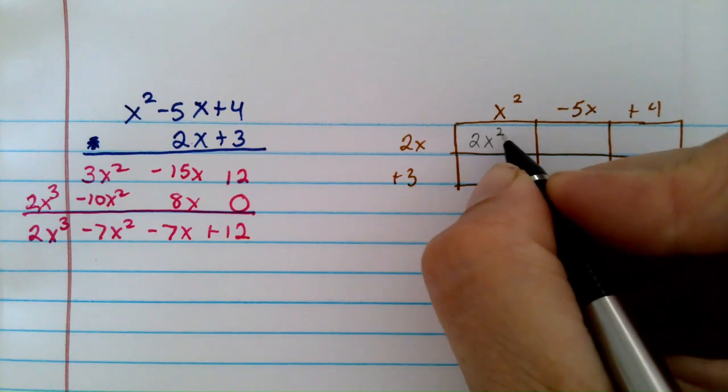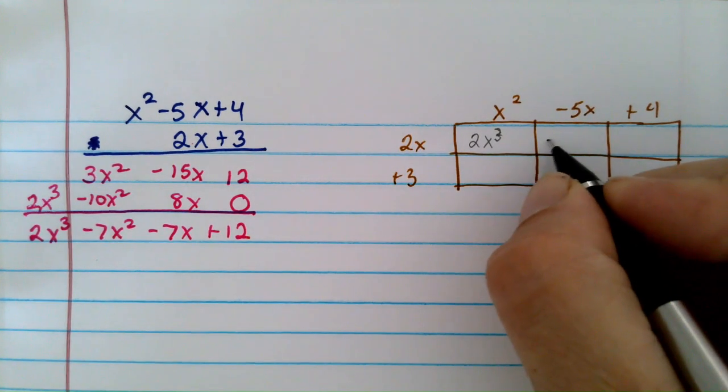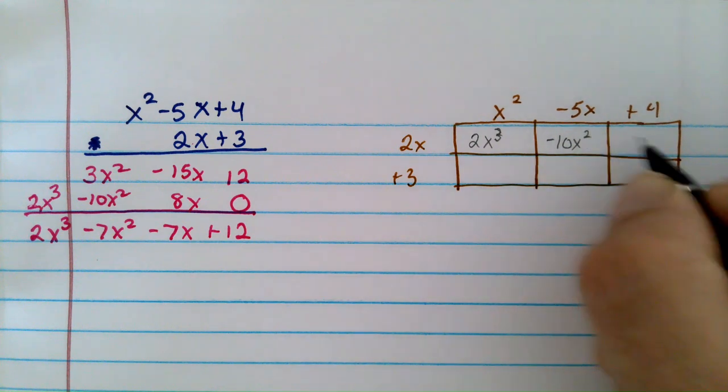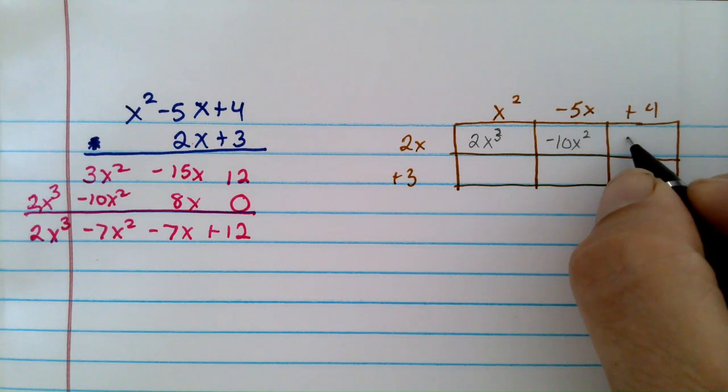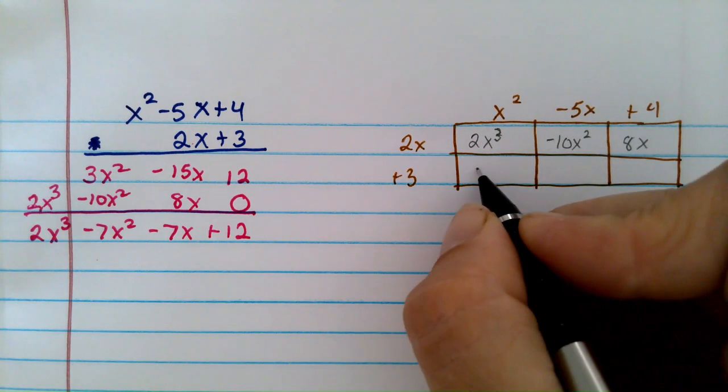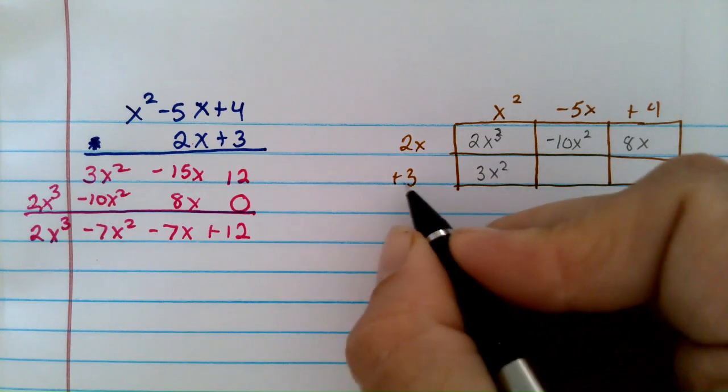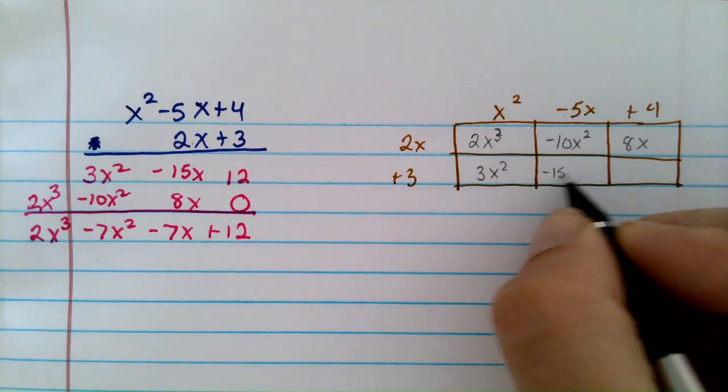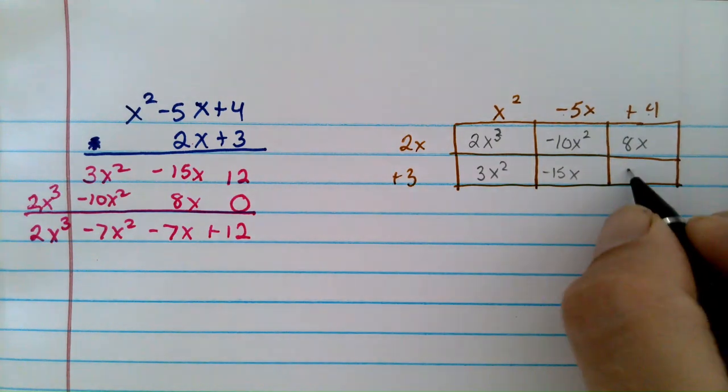2x times x squared is 2x cubed. Negative 10x times x makes negative 10x squared. 2 times 4 is 8 with an x. 3 times an x squared. 3 times negative 5 is negative 15 with an x. And 3 times 4 is 12.